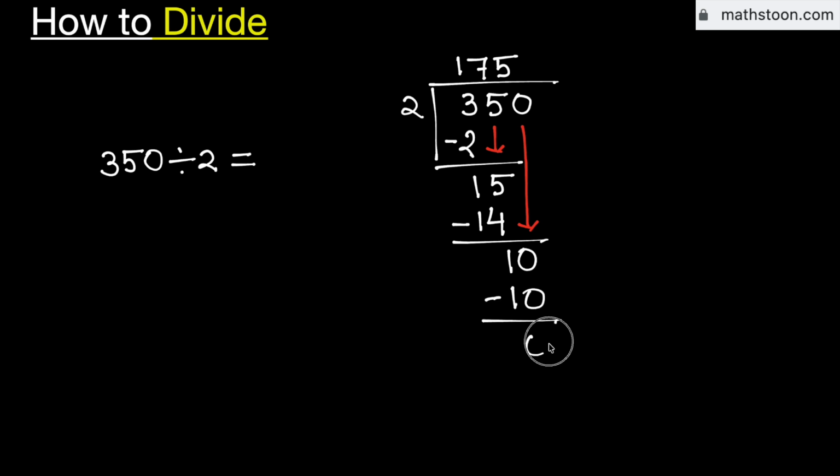Subtract, we get 0. Therefore, 350 divided by 2 is equal to 175. And this is our final answer.